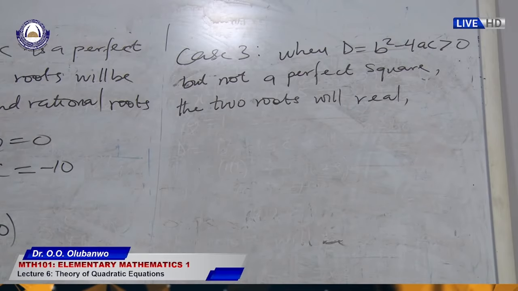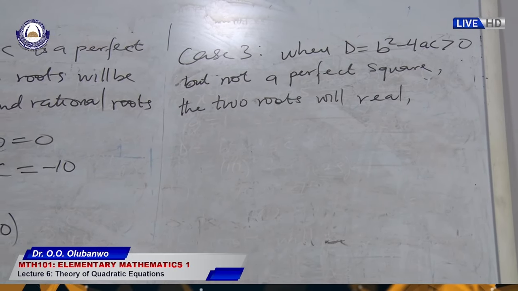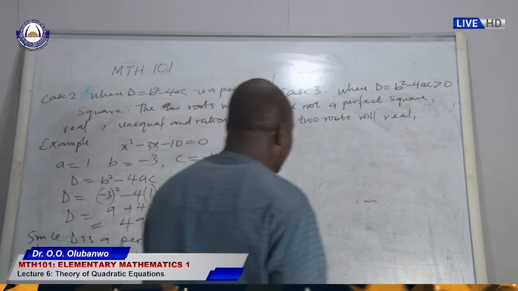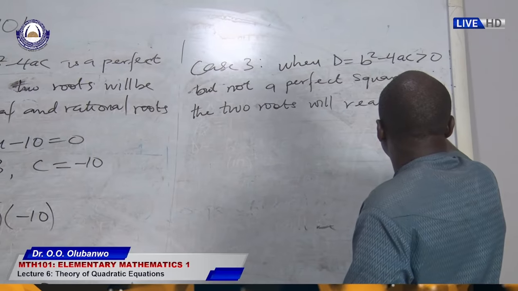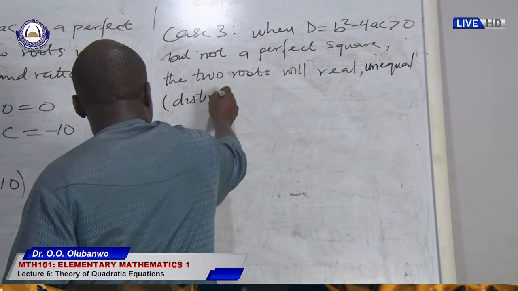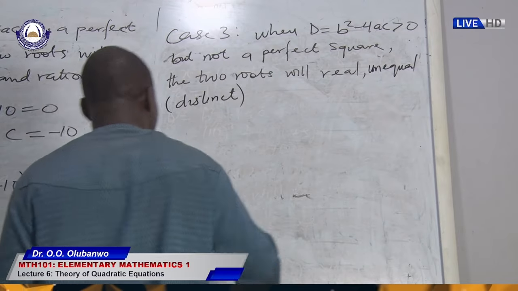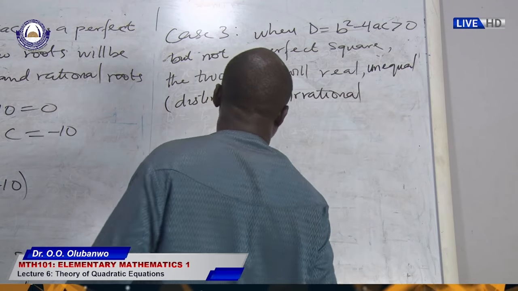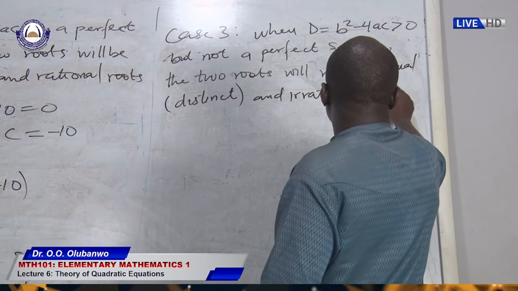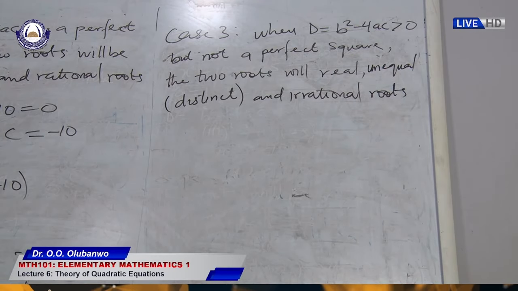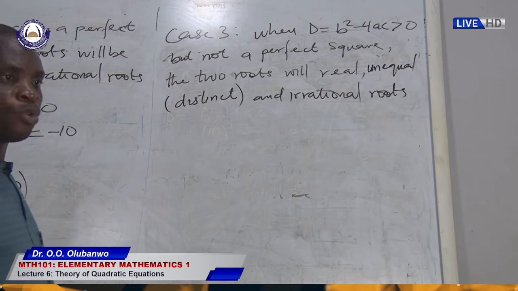Now, we want to look at the third case. When b squared minus 4ac, that is our discriminant, is greater than 0, this is positive, but it's not a perfect square, the two roots will be real, unequal, which I said to put in bracket distinct, and irrational roots.